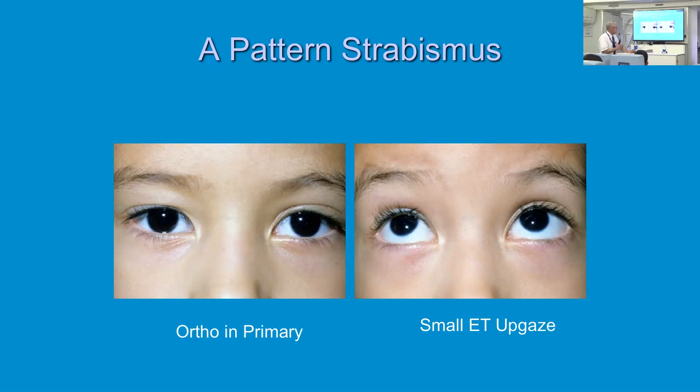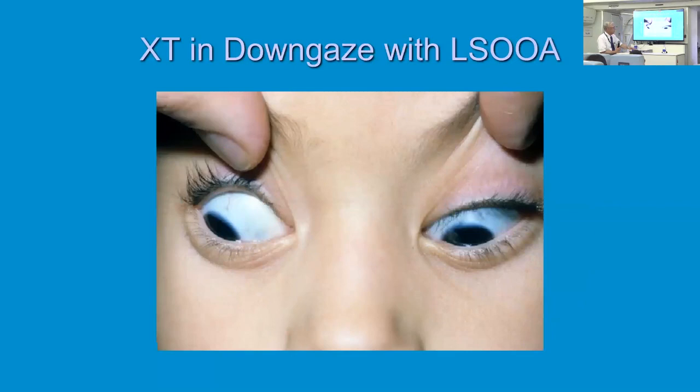So you can see here ortho in primary, a little bit of an esotropia in up gaze, but when you look down, a big exotropia.